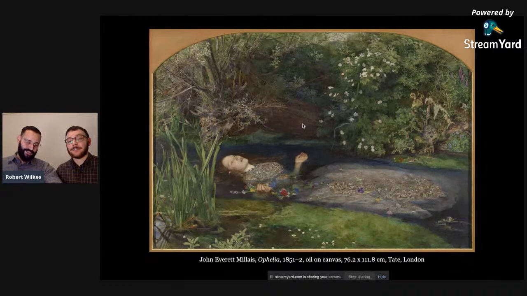And this was very unusual for an artist to do. Normally they would have made sketches, preparatory sketches, outdoors before finishing the painting in their studio.